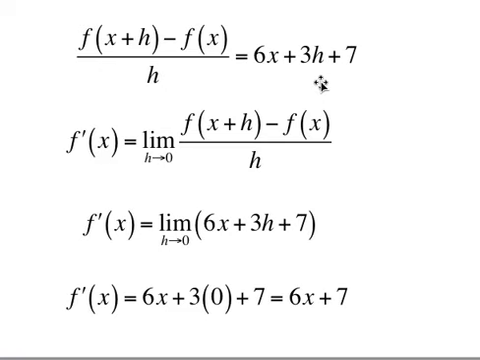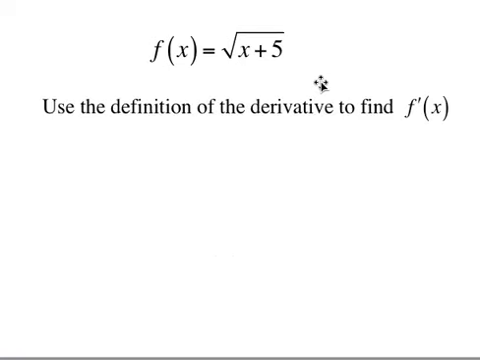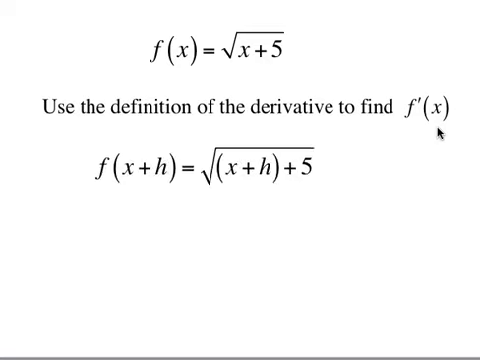Okay, we got one more example to look at here with the square root function. f of x is the square root of x plus 5. We want to find f prime of x. So we need f of x plus h minus f of x over h, then take the limit as h goes to 0. So the first step is f of x plus h. Replace x with x plus h. So f of x plus h is the square root of x plus h plus 5.